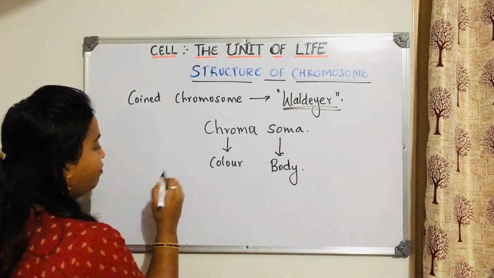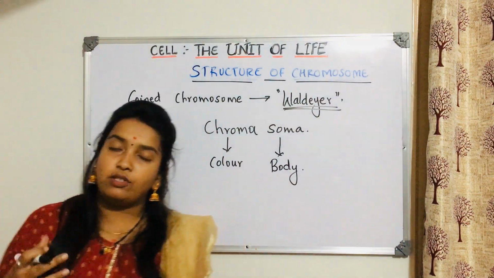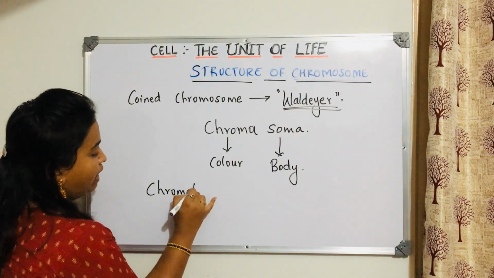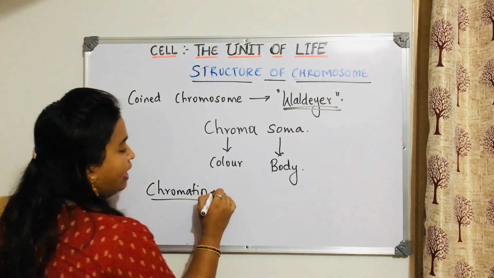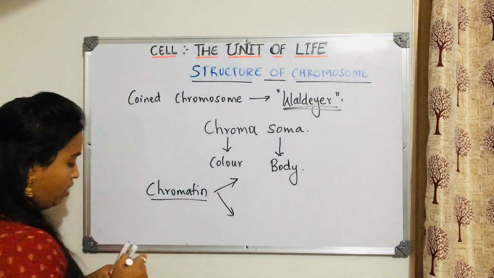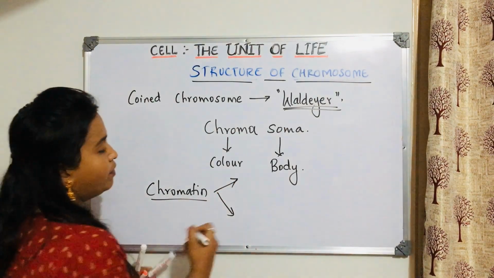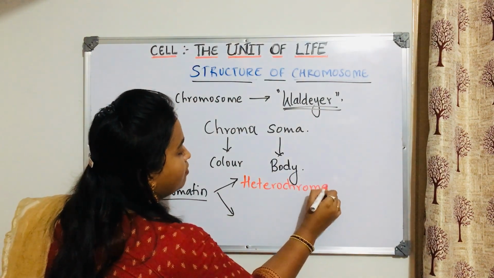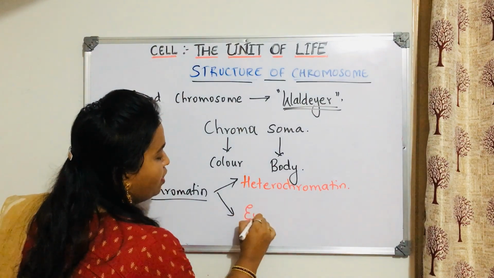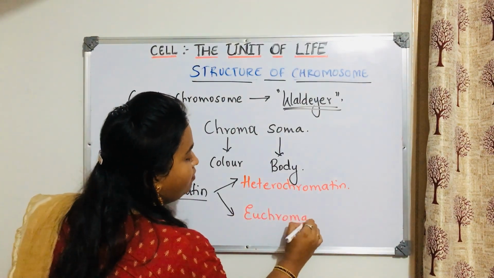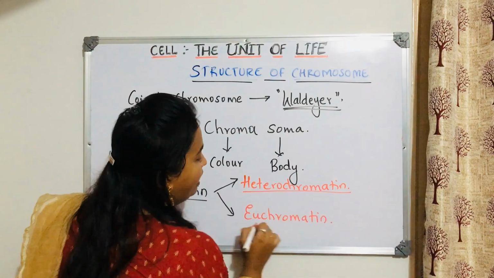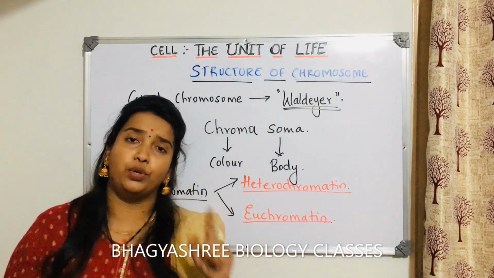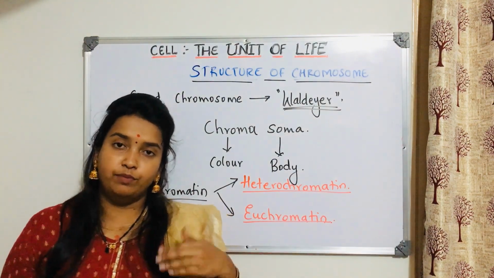Based on the staining technique, chromatin is again divided into two types. Please remember, this is very, very important. Chromatin has two types here, and the two types are heterochromatin and then euchromatin. What is heterochromatin and what is euchromatin? We will see this, okay?